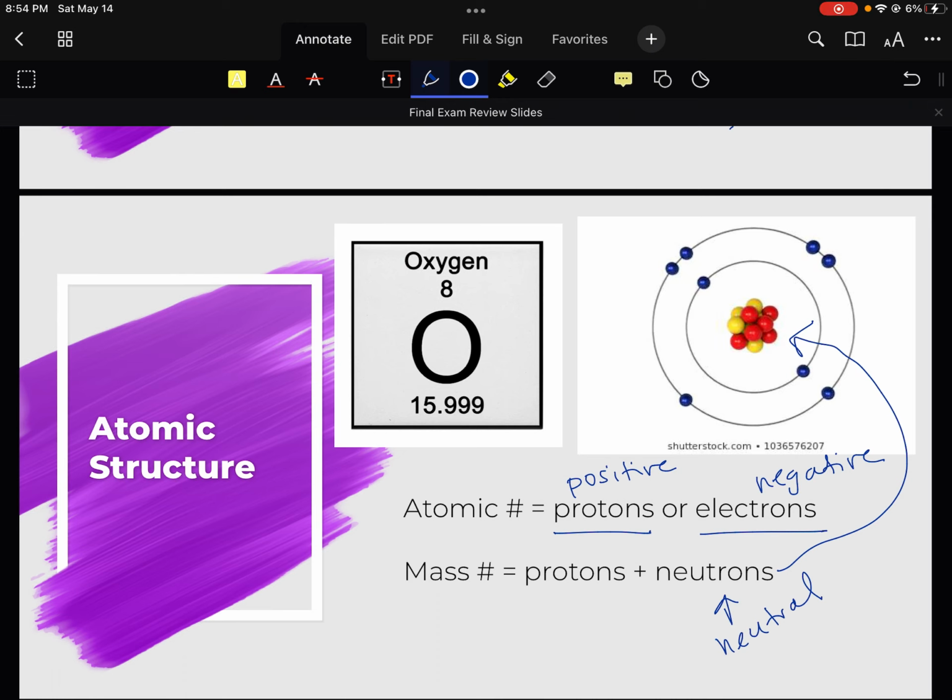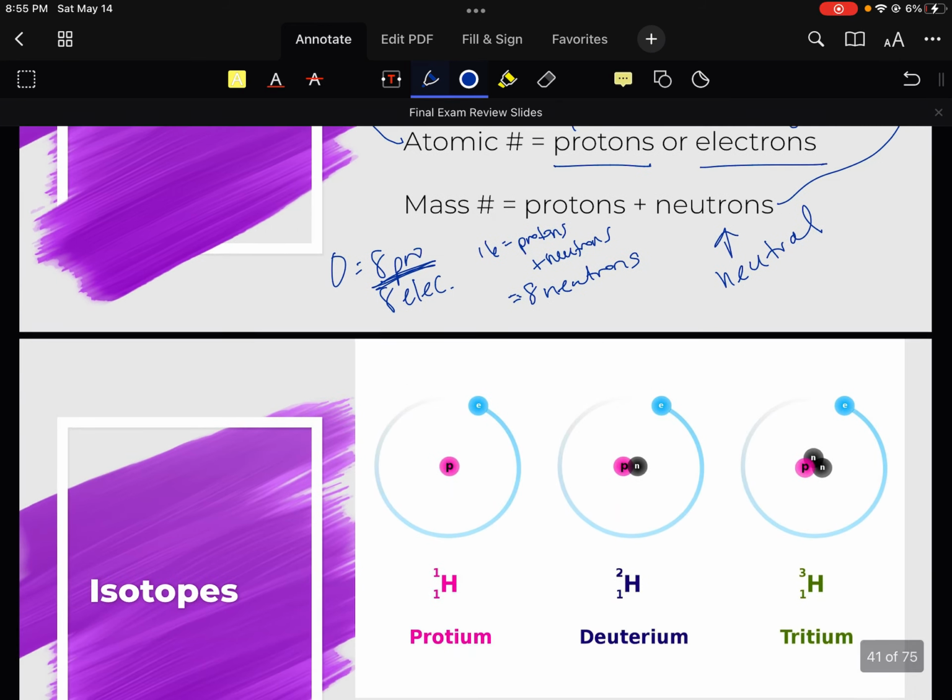Okay, so example, oxygen. We know this is the atomic number. So oxygen has 8 protons, 8 electrons, and then the mass number, we can round that to 16. So we know that 16 has to equal the protons plus neutrons. And we already said we have 8 protons, so that means we're left with 8 neutrons. So we can subtract your mass number and your atomic number, and that will tell you the number of neutrons.